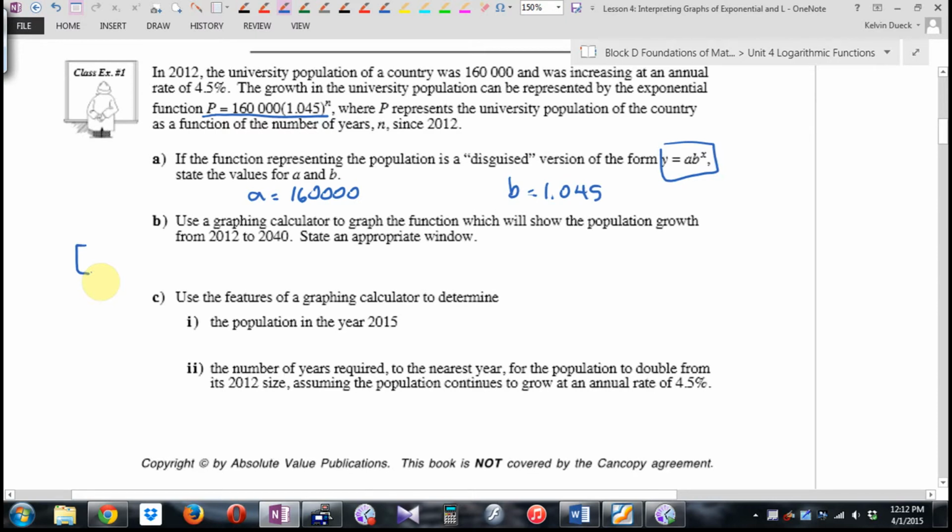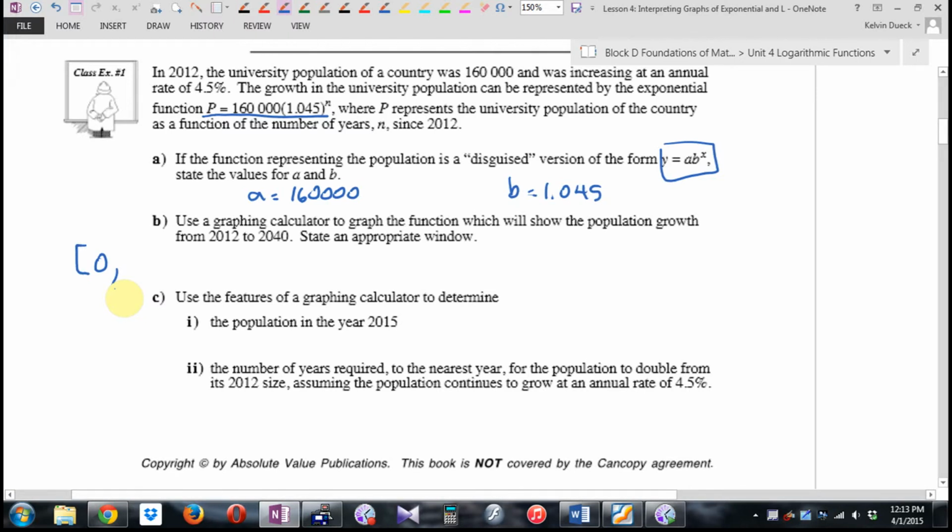Now, what letter, Hannah, is right there as an exponent? X. What letter is right here as an exponent? N. So on my calculator, when I think X, I'm thinking how many years? I'm going to start with year 0 from 2012 to 2040. How many years?